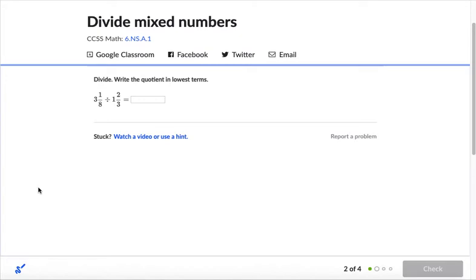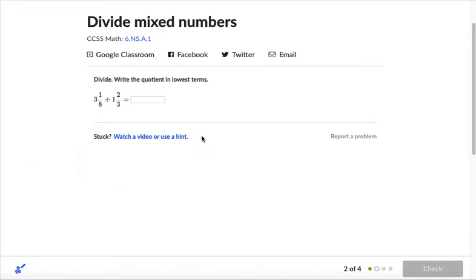We're going to look at dividing mixed numbers here. And we're going to look at this in a similar way as we looked at multiplying mixed numbers. So what we are ultimately going to do is convert this into a distribution problem. But first of all, let's refresh our memories on what we mean by dividing fractions.